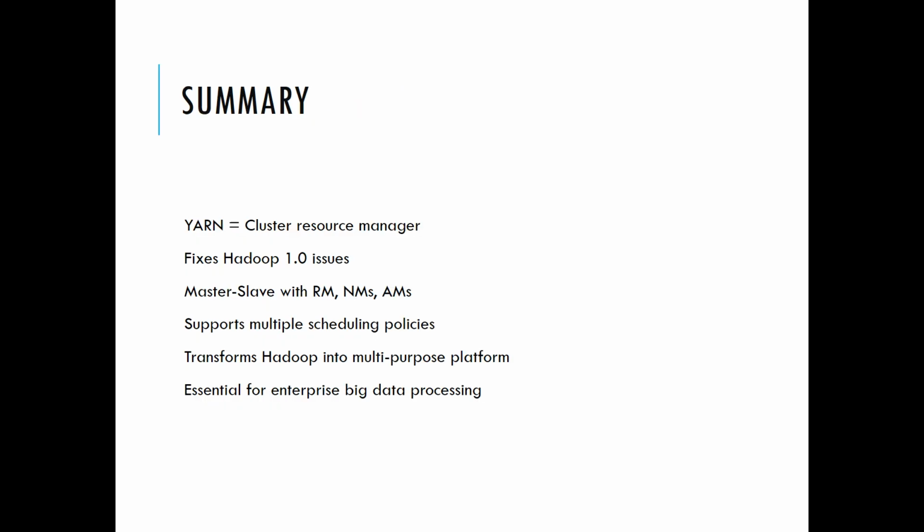In summary, YARN is the cluster resource manager that fixed the critical limitations of Hadoop 1.0. It is built on a master-slave architecture comprising the resource manager, node managers, and per application masters. It supports multiple scheduling policies to fit different cluster needs. Most importantly, YARN transformed Hadoop from a single-purpose batch processing system into a versatile, multi-purpose data platform that is essential for modern enterprise big data processing.